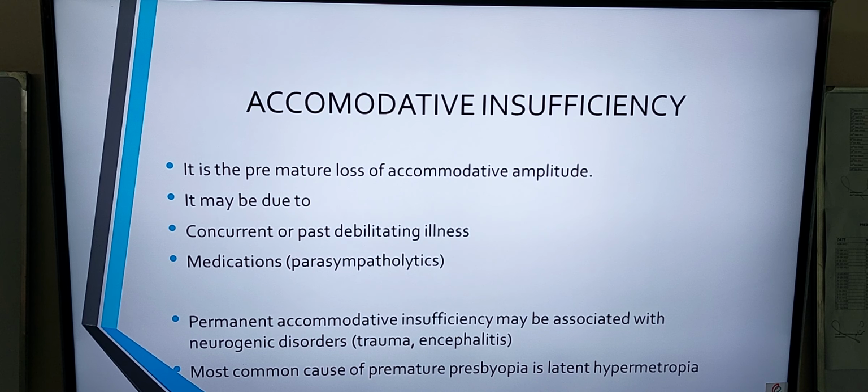So what is accommodative insufficiency? It is the premature loss of accommodative amplitude, and it may be due to a current or past debilitating illness or the use of medication such as parasympatholytics. Permanent accommodative insufficiency may be associated with neurogenic disorders, and the most common cause of premature presbyopia is latent hypermetropia, because the accommodative reserve would be used by the patient in order to correct the hypermetropia.